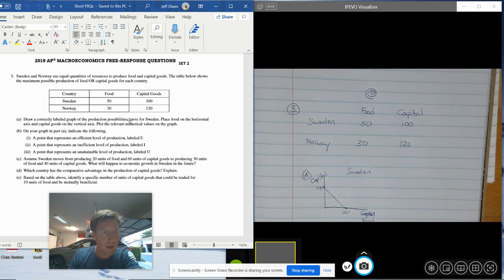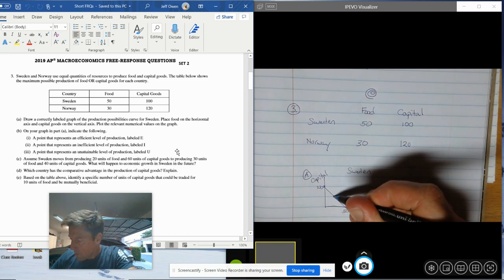All right, nice, nice. On your graph in part A, indicate the following. A point that represents efficient level of production, E, a point that represents inefficient level of production, I, and a point that represents unattainable. Oh, this is cool.